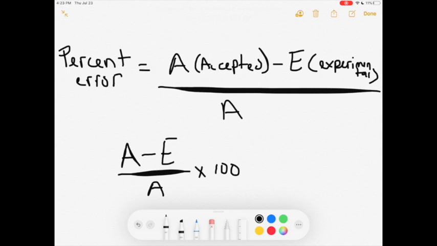Okay, so the accepted is a known value, a value you would look up, and the experimental is what you actually measured, okay? So the known value minus what you measured, divided by the known value, times 100. It gives us an idea of how far away we are from that known value. Now, if you have a high percent error, that's a bad thing. That means you're really far away from the known value, but if you have a low percent error, that's what we're shooting for.